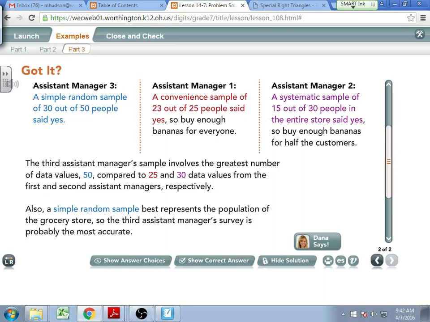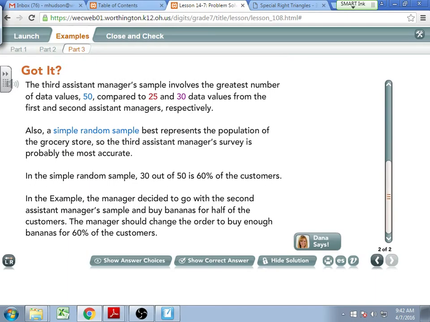So here's the thing. Because manager 2 and manager 3 are so close to each other, I would accept answers on either side of this, as long as you justify why. You could say, my data was streaming past me, a systematic sample is better, I got 50%, I'm going to stay with that. Or you could say, a simple random is always better because they say it best represents our population. But here's the thing. How far apart are 50% and 60%? 10%. They're not very different. I would still go with manager 3 because you might want to have more, just in case. Yeah, there could be a high demand.